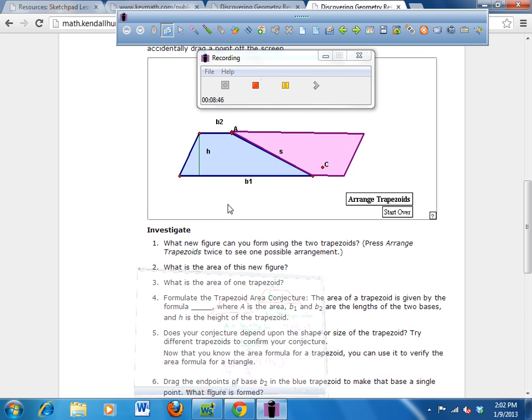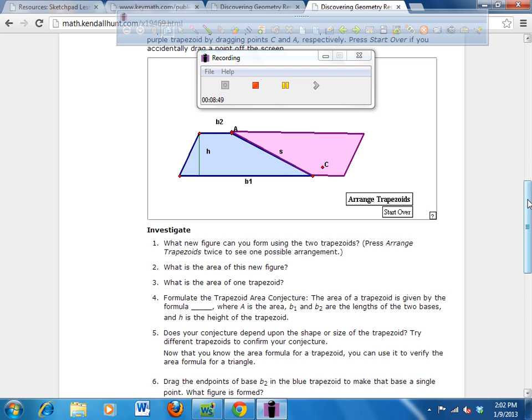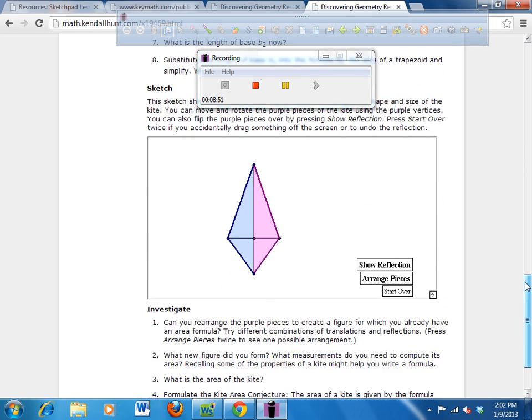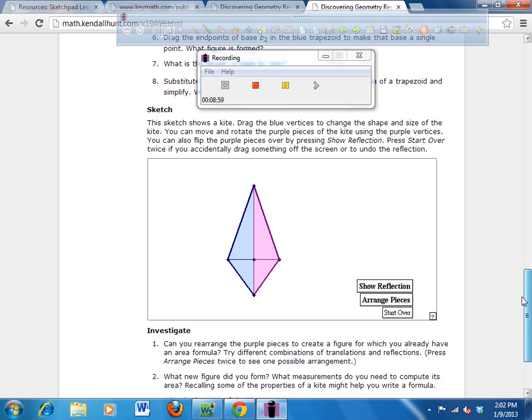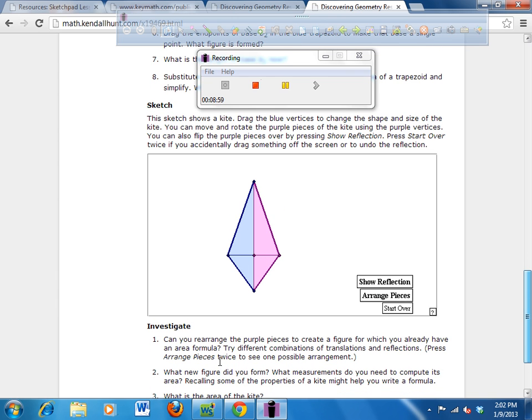Class, let's see if I can get back to those dynamic geometry explorations. The next thing we're going to do is talk about a kite, okay? This one is a little bit different because I don't think you really know the area formula for a kite. All I'm going to do is arrange these pieces, okay? That didn't come out very good that time. Let's start over. Arrange pieces. Oh, that's what I wanted to do.